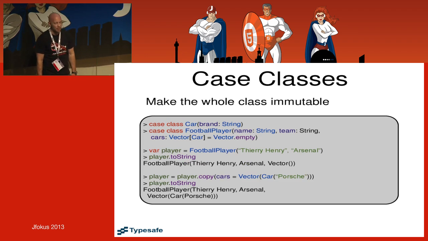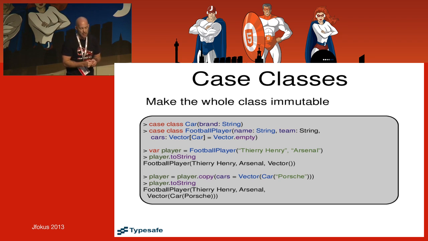Even better, in Scala we have something called case classes. You just add the word case in front of the class. So here I first create a case class called car, where you pass in the brand. Whenever that's been done, we can't change the state of it. Then we have the case class football player, which has three parameters: name, team, and cars. We can also set things to default values, so we start off with an empty vector. That basically means that we can instantiate a football player by just sending in the name and the team. Of course, it's Arsenal. An important thing to point out here is that with case classes, you don't even have to use the new keyword to create a new instance.